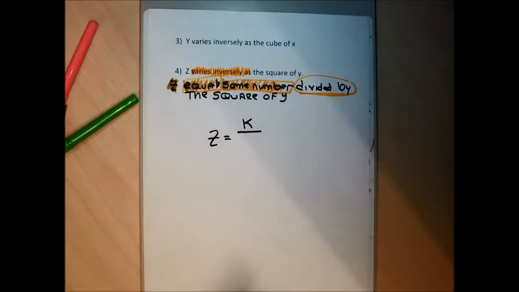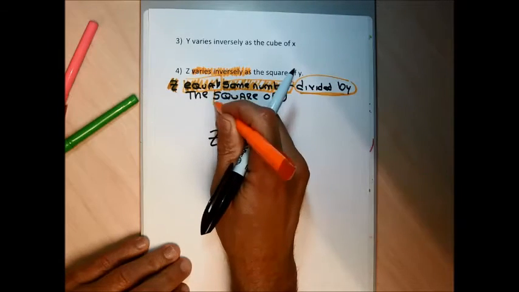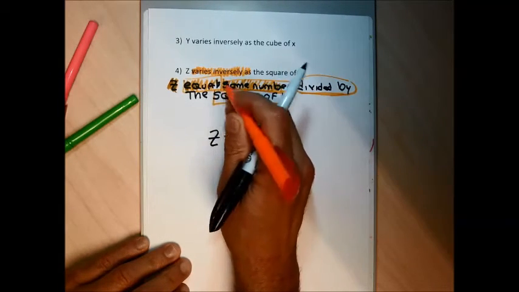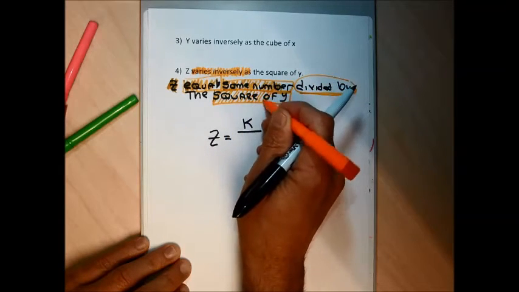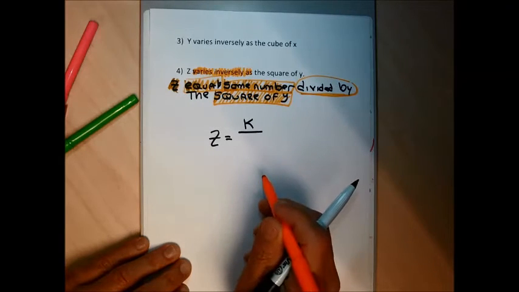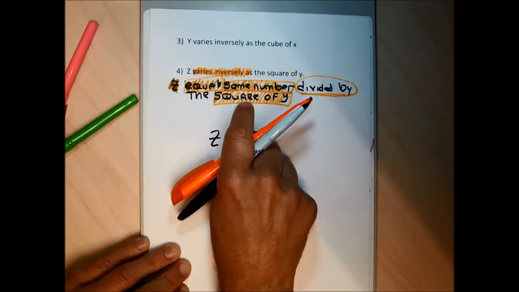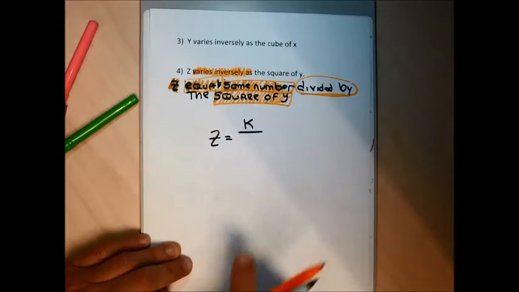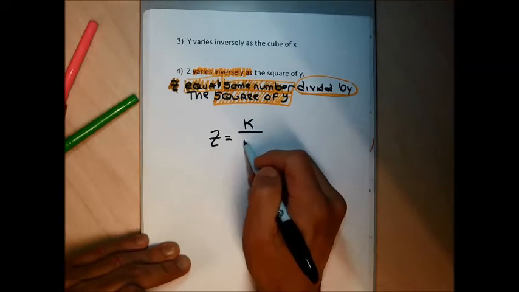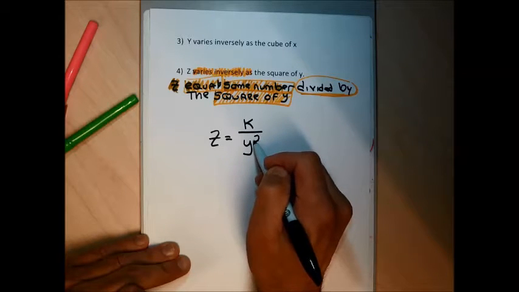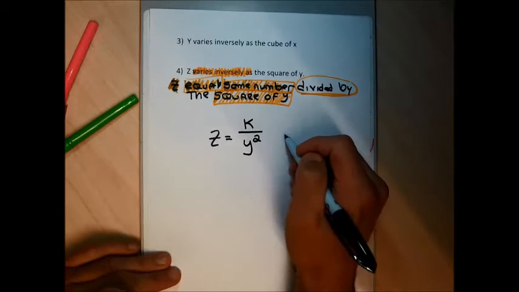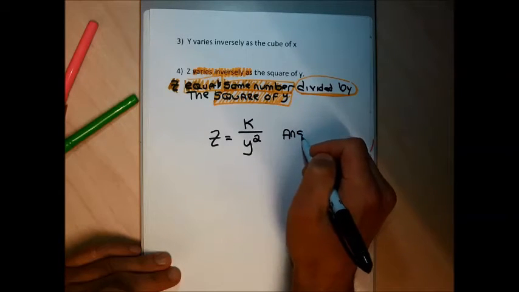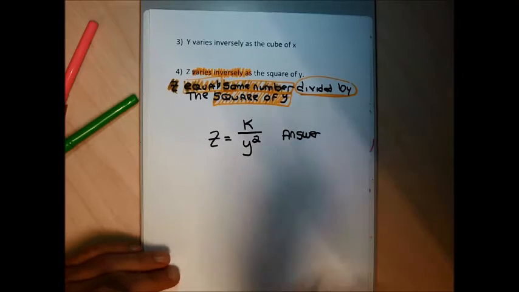And what it's divided by is the square of y. Because I don't see the word root after the word square, the y is going to get an exponent of 2 as opposed to being under a radical symbol. So the difference between square and square root is with square you get an exponent, with square root you get a radical symbol. For my problem, the square of y is going to go in the denominator of that fraction, and I'll get my answer for problem 4 as z equals k over y squared.